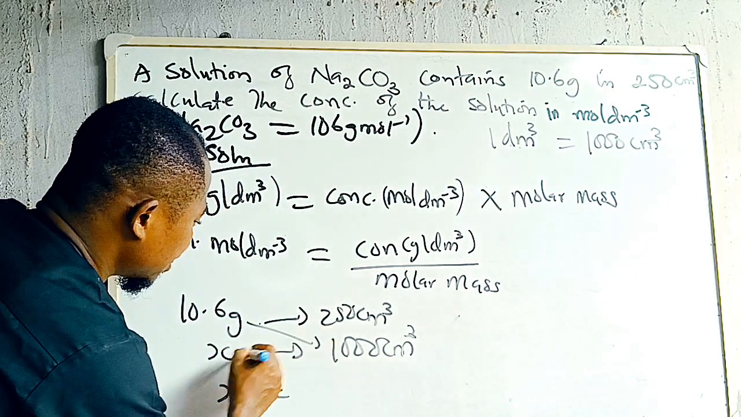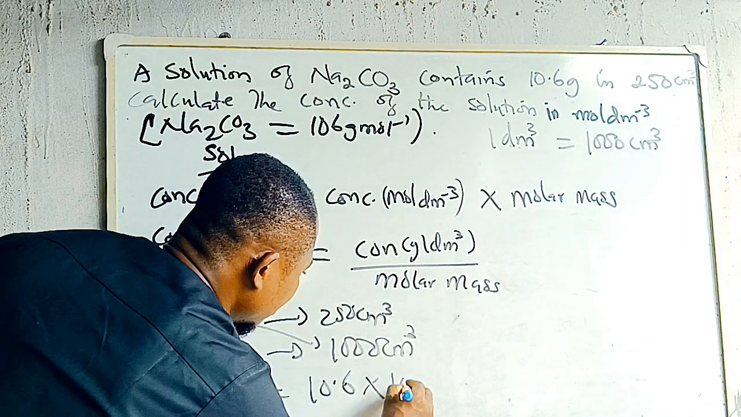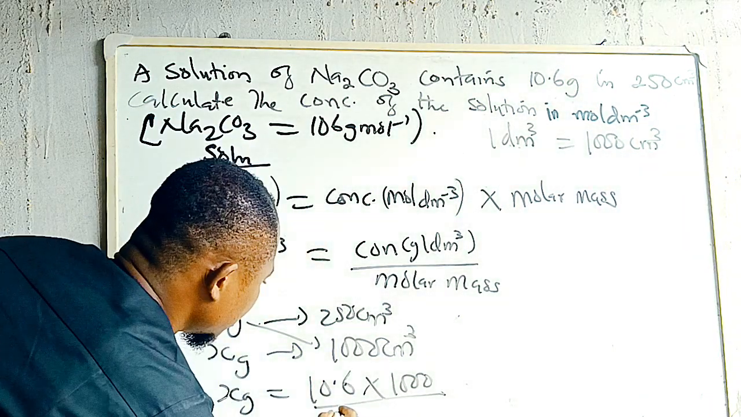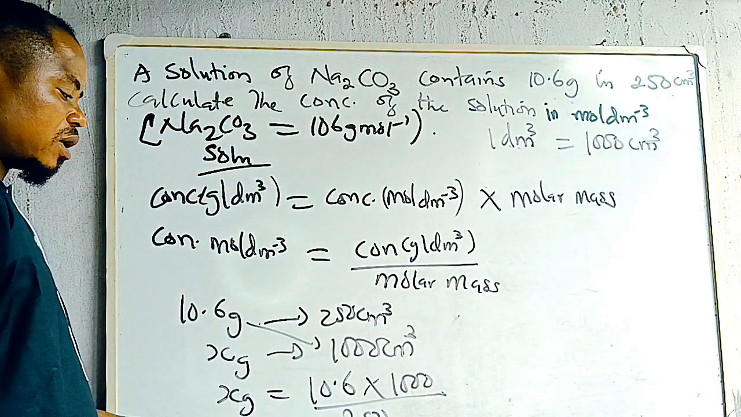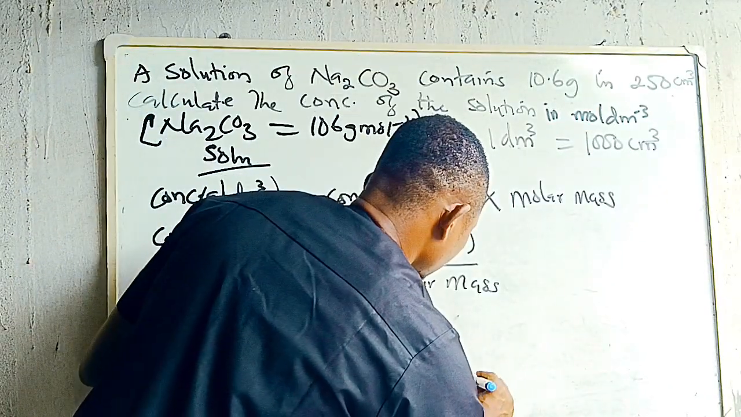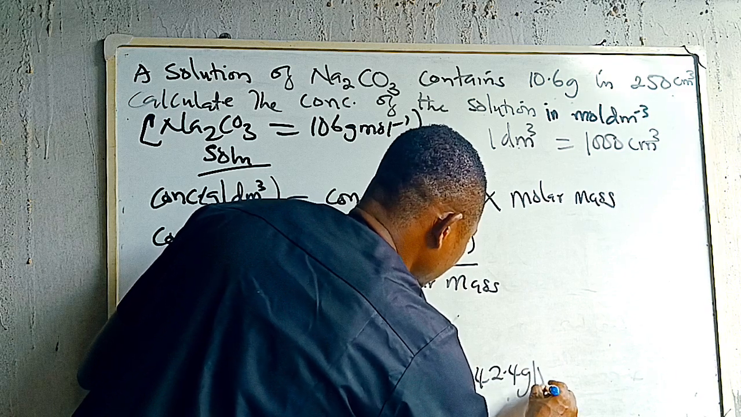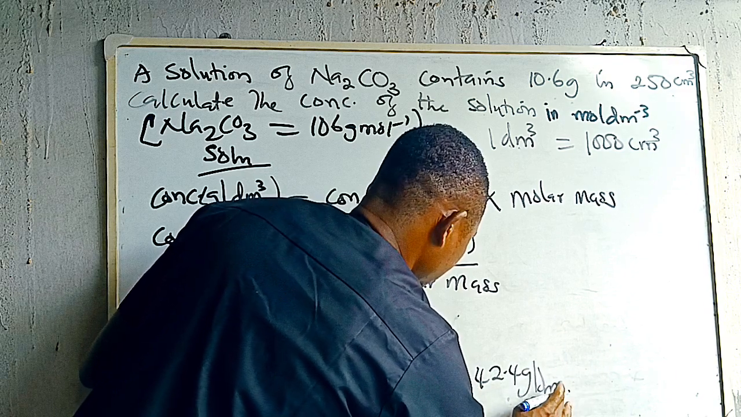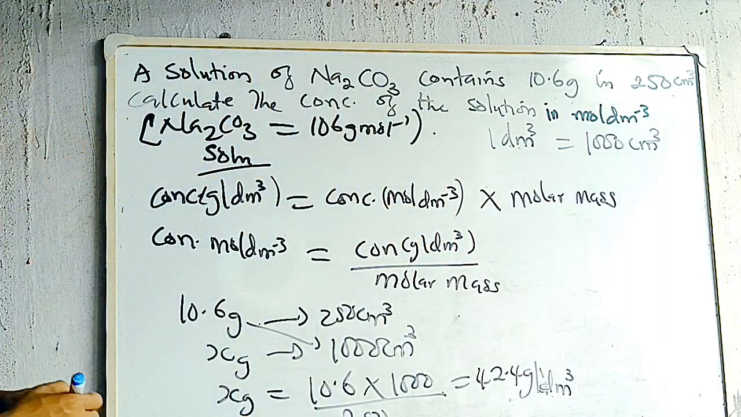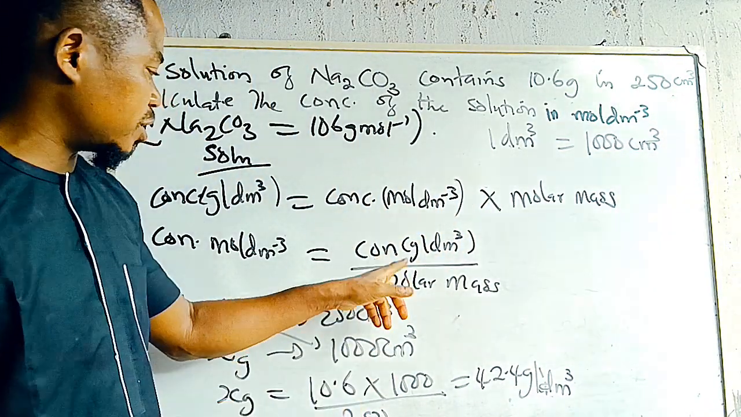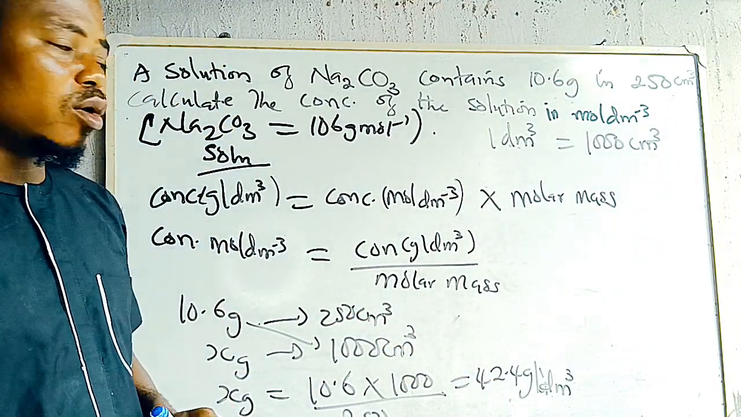Remember our cross multiplication, you cross multiply, S gram will be equal to 10.6 times 1000 divided by 250. If you press your calculator, this will give you 42.4 grams per dm³. So we have known our mass concentration in gram per dm³. We know our molar mass. Now we can know our concentration in mole per dm³.